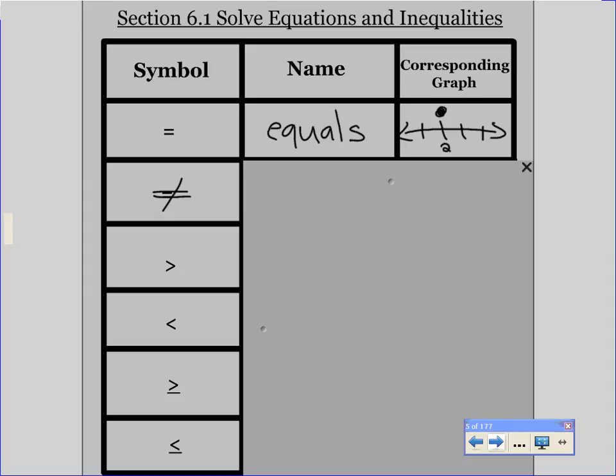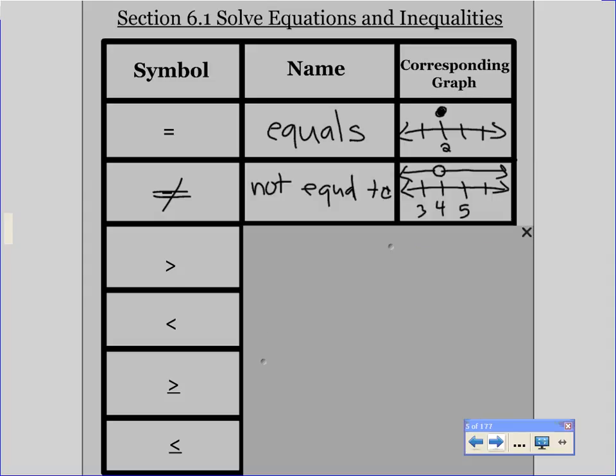Okay, what's the second symbol? Anyone know? Angela? Good, not equal to. And if something's not equal to something, on your number line, you're going to have an open circle on what it's not equal to, and it's going in both directions. So if I said to you, x does not equal 4, there's an open circle on 4 because it cannot equal 4. So that open circle illustrates not equal to. The arrow's going in both directions, not equal to. Open circle, going in both directions. You'll always see an equal sign with a line through it.